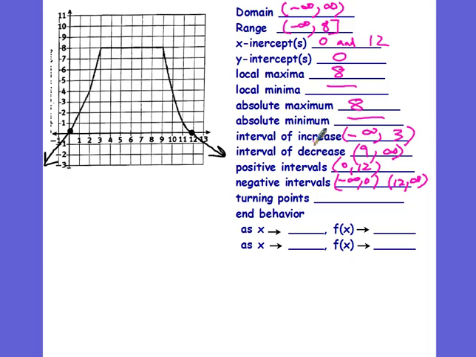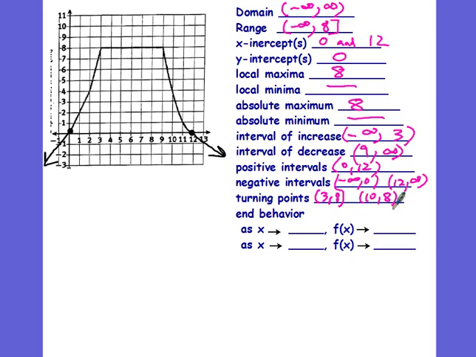Do we have any turning points? We do have 2 spots where something changes on the graph. We go from increasing to constant here and from constant to decreasing here. So these 2 points here are turning points. We just need to list those ordered pairs. All right, so they are (3, 8) and (10, 8).